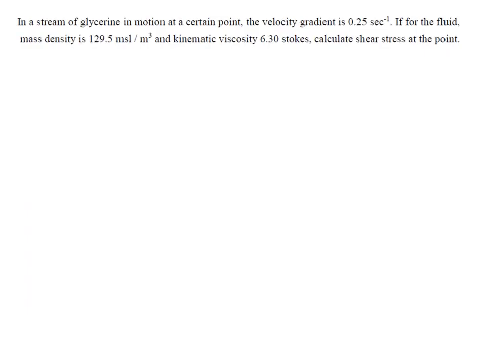So in a stream of glycerin in motion at a certain point, the velocity gradient, that is dou v by dou y, is 0.25 per second, and mass density is given, which is 129.5 metric slug per meter cube. So you can multiply by 9.81 and convert to kgs. Kinematic viscosity is given, which is 6.3 Stokes, but 6.3 Stokes is nothing but centimeter square per second. You can divide by 100 square to convert to meter square per second.